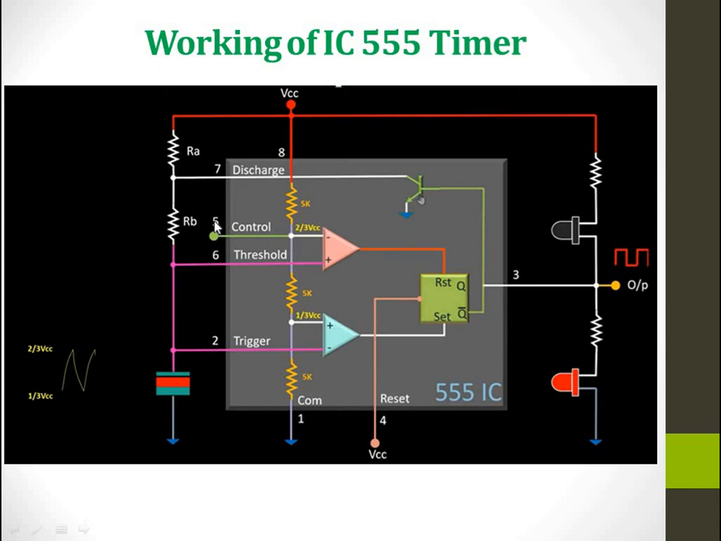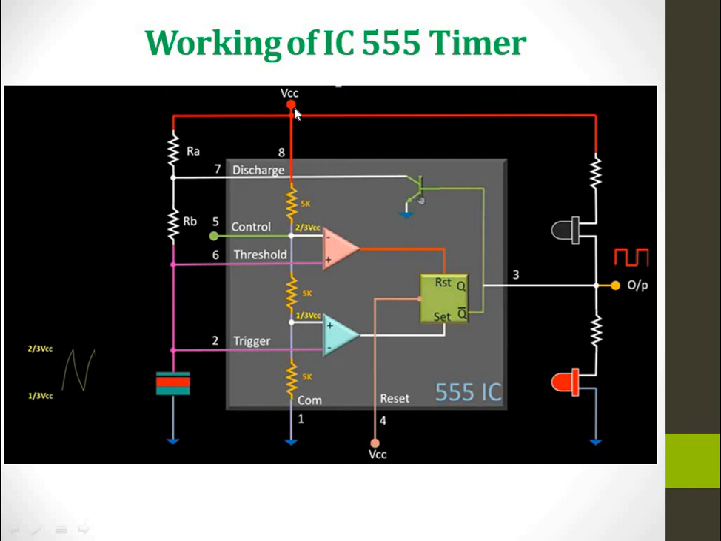Pin number 5 is the control input, which is one of the input terminals of the comparator. Pin number 6 is the threshold voltage, which is another input terminal of one of the comparators. It is taken from the capacitor charging and discharging point. Then pin number 7 is discharging, where the transistor is connected. Whenever the transistor is switched on, the voltage will be discharged, and discharging will start across the capacitor.